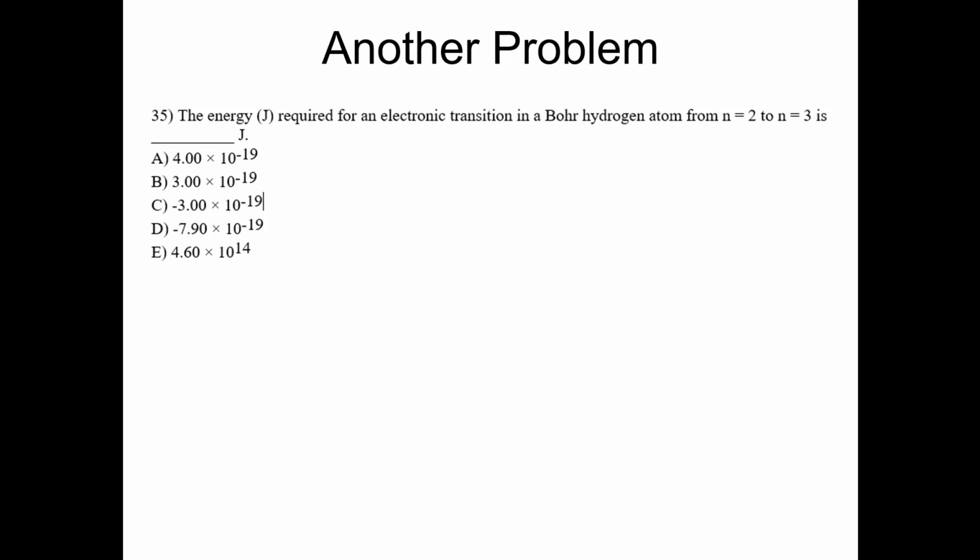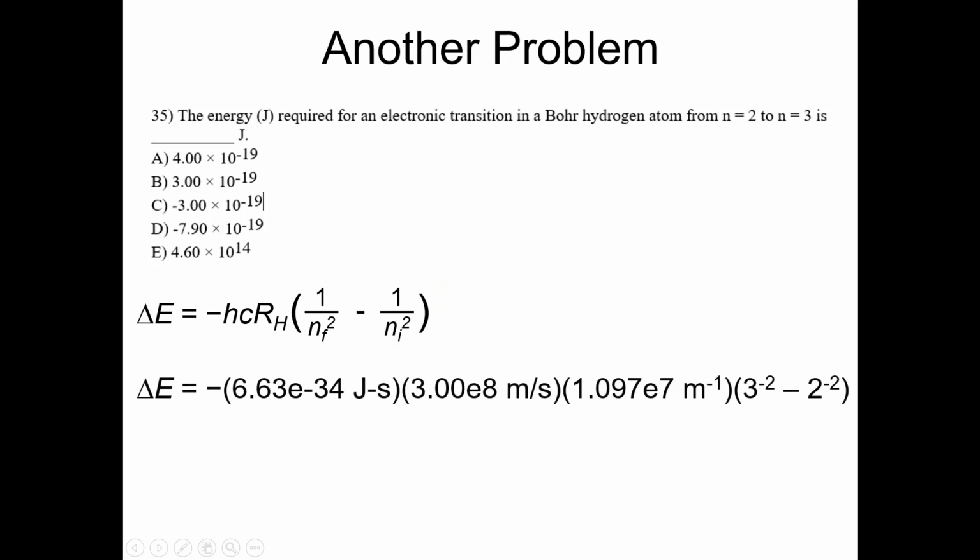The energy required for an electronic transition in a Bohr atom from n equals 2 to n equals 3 is equal to how many joules? Well, this is called the Rydberg equation, and we're going to use that as our basis for solving this problem. h is a constant, the Planck constant. c is a constant, the speed of light. R sub H is a constant, the Rydberg constant for hydrogen.